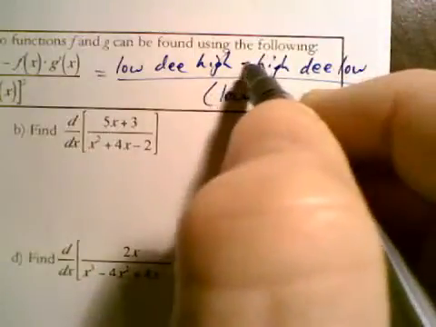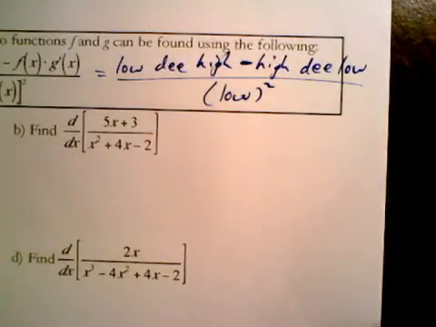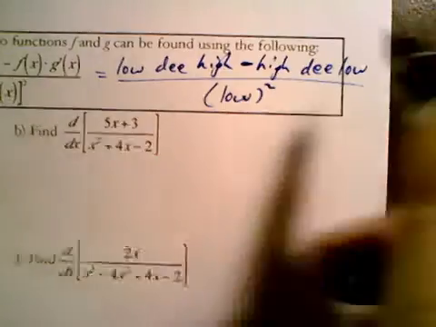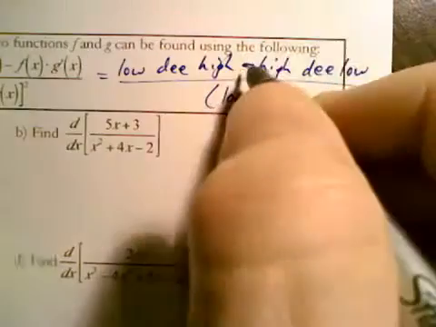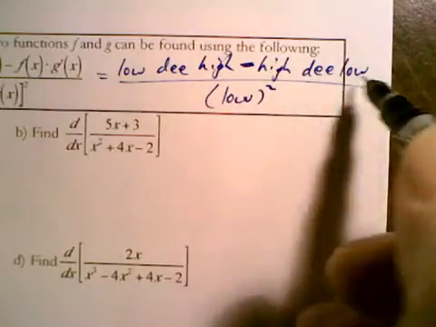It is important, and in contrast to the product rule: in the product rule, it doesn't really matter if you take the derivative of the first times the second, or the first times the derivative of the second, because there's a plus sign in between. But in the quotient rule, there's a minus sign, so order does matter. And so anyway, low d high minus high d low over low squared.